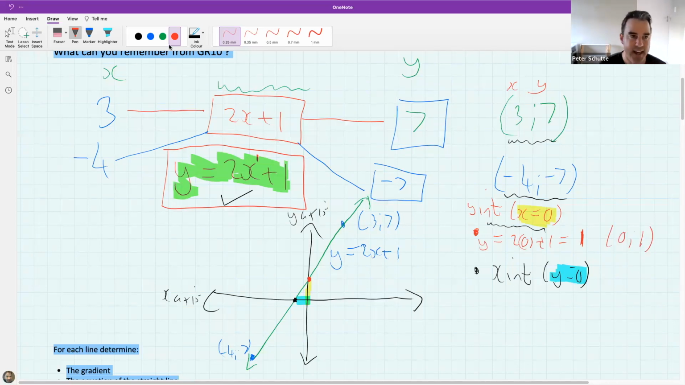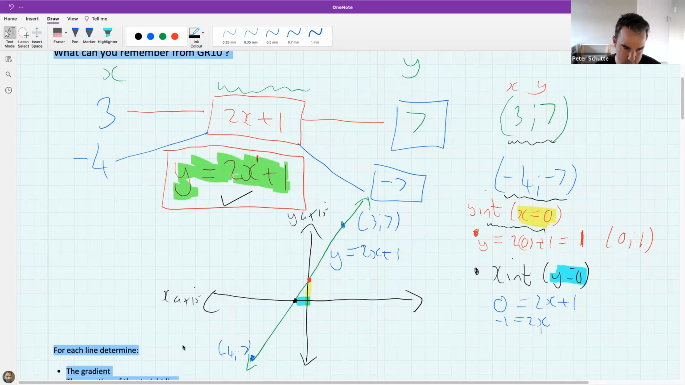And to find my x-intercept, I make y 0, and then I move the 1 across, and then I divide both sides by 2. I get minus a half equals x, and then the full coordinate here would be (-1/2, 0).